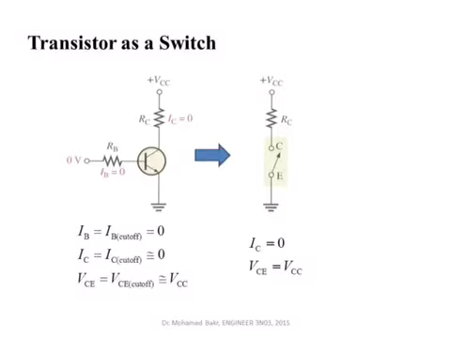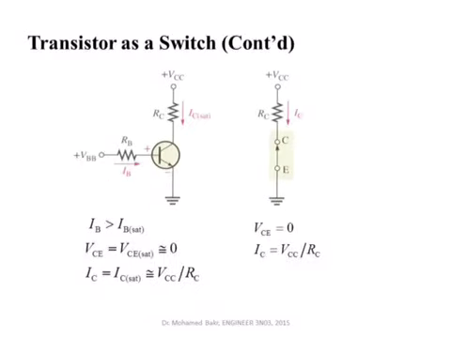Effectively, this is what we have in our circuit. It looks like an open switch between the collector and the emitter. The whole supply voltage appears between the collector and the emitter, so VCE is equal to VCC. There is no current flowing anywhere in my circuit. So this is the BJT as a transistor in the cutoff region.